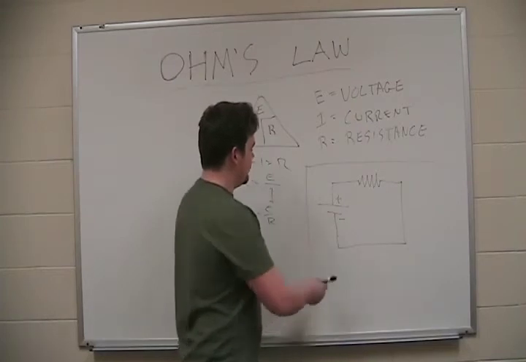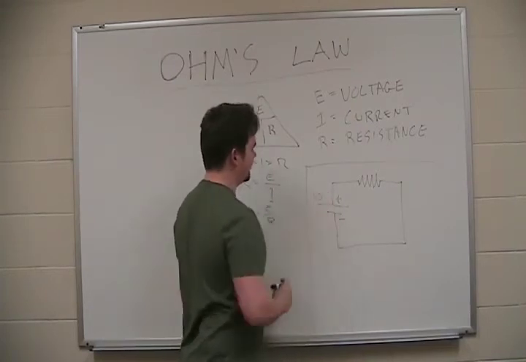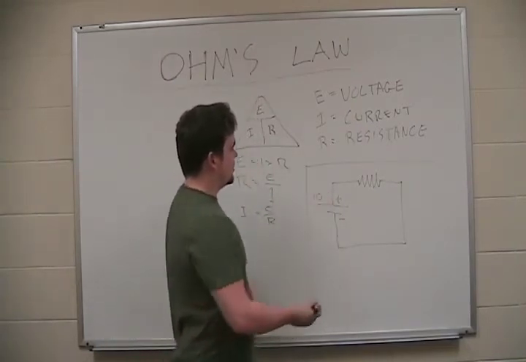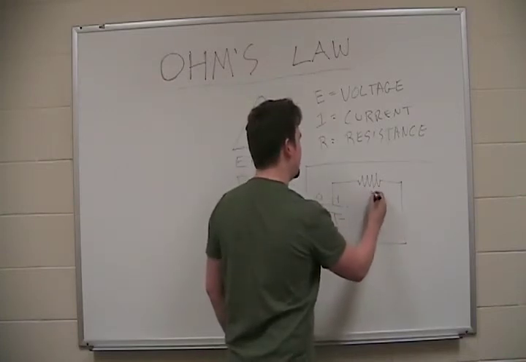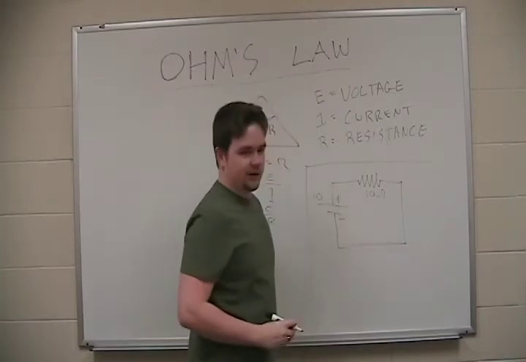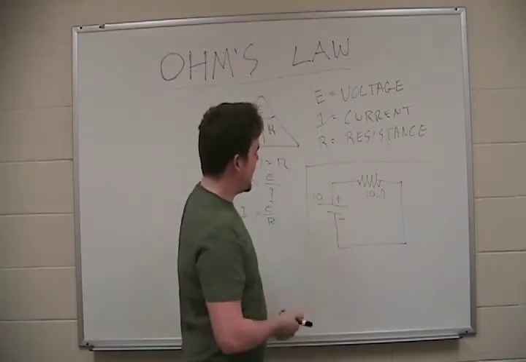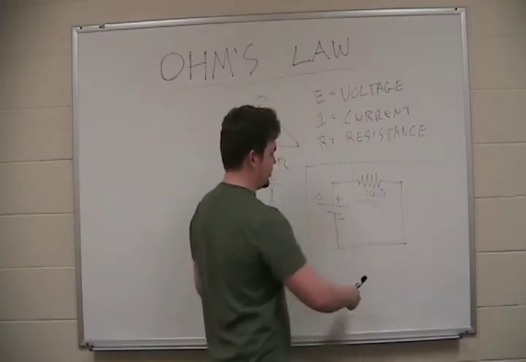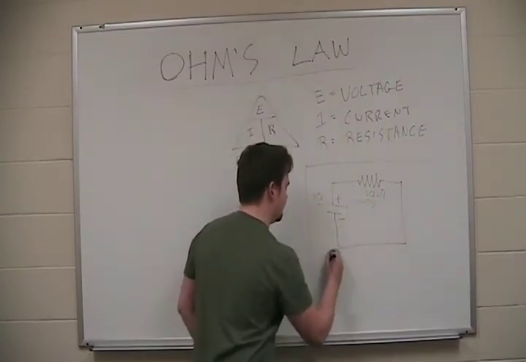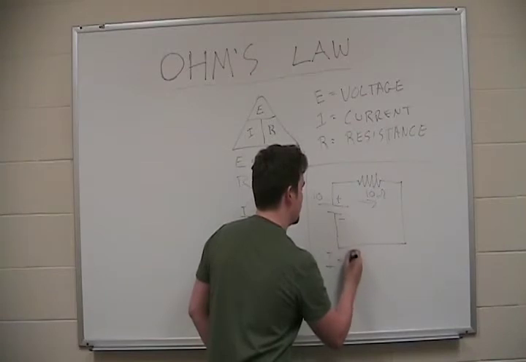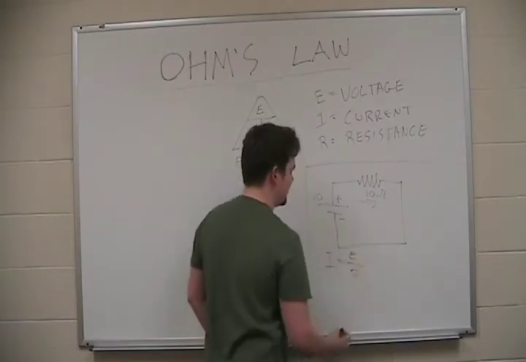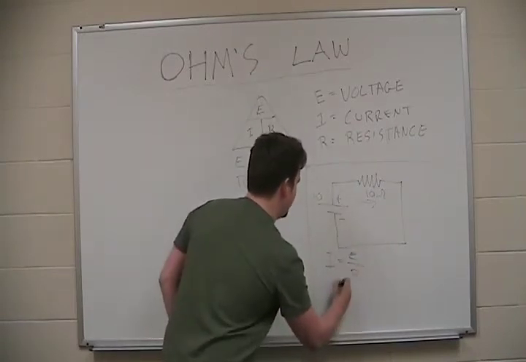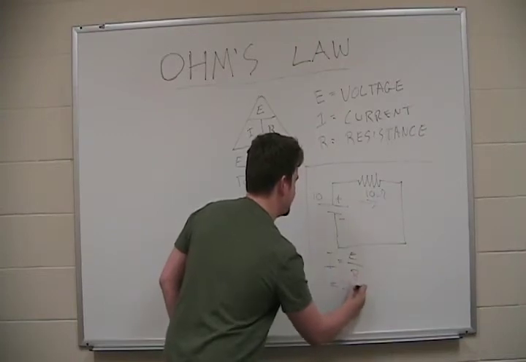Okay, so if we've got 10 volts along here, and say this is a 10 ohm resistor, that's a very small resistance. How do we find the current flowing through this resistor? Of course, we go I equals E over R, which is equal to 10 volts divided by 10 ohms.